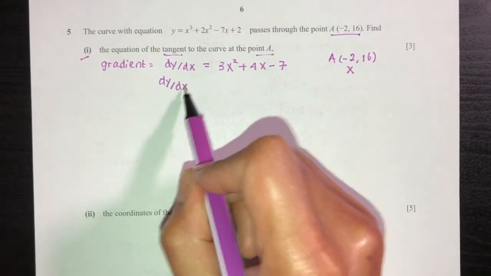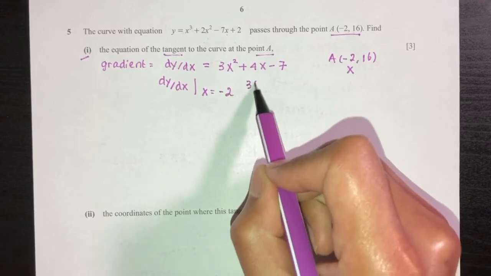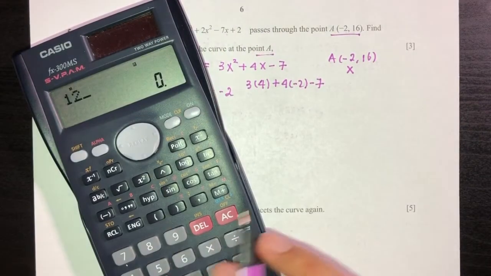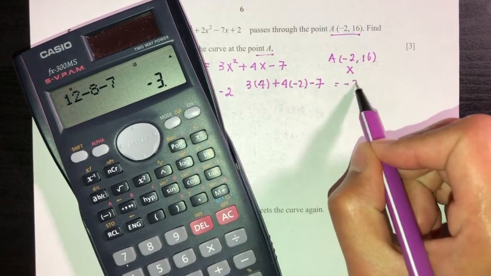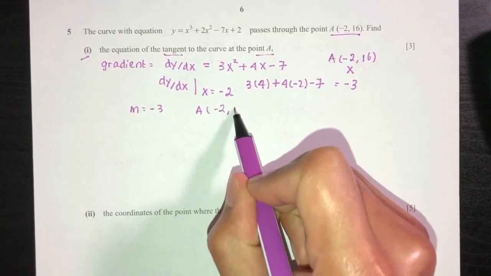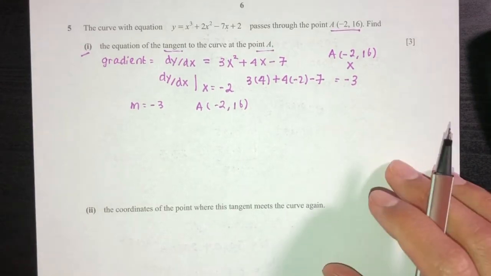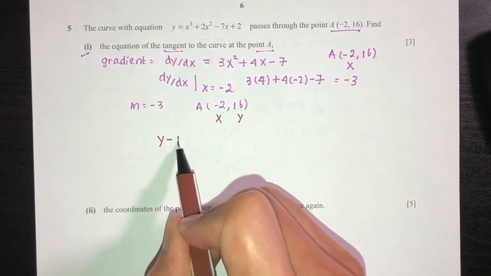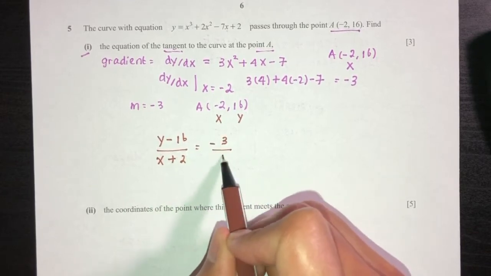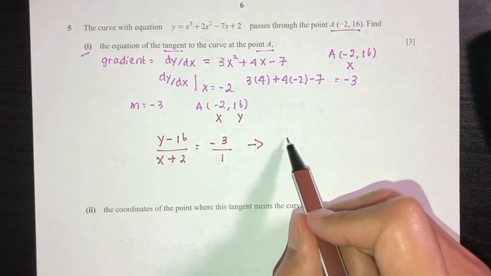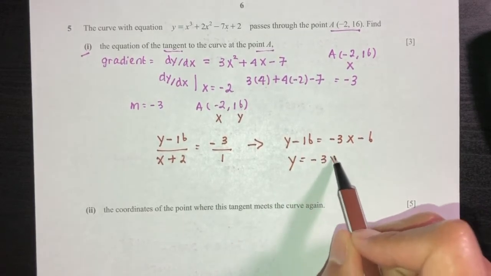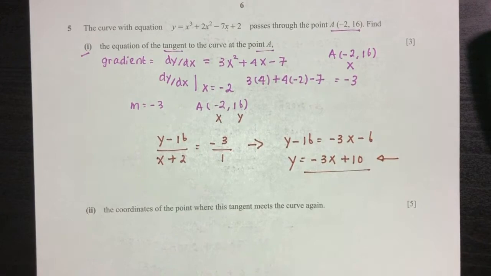So dy by dx at x equal to minus 2 is 3 times 4 plus 4 times minus 2 minus 7. That is 12 minus 8 minus 7. That is minus 3. So we know that the gradient is minus 3, and we have a passing point which is minus 2, 16. So from this we can find the equation pretty easily. So this is x, this is y. So (y minus 16) over (x minus minus 2), which is x plus 2, equal to minus 3. Cross multiply, you will have y minus 16 equal to minus 3x minus 6. Y is equal to minus 3x plus 10. That will be the equation of your tangent.